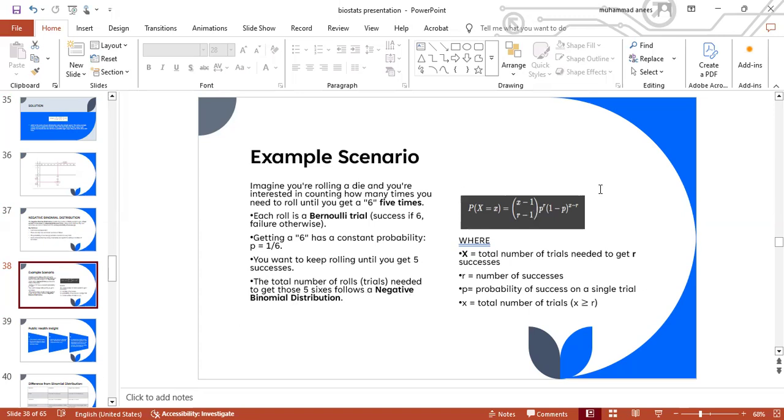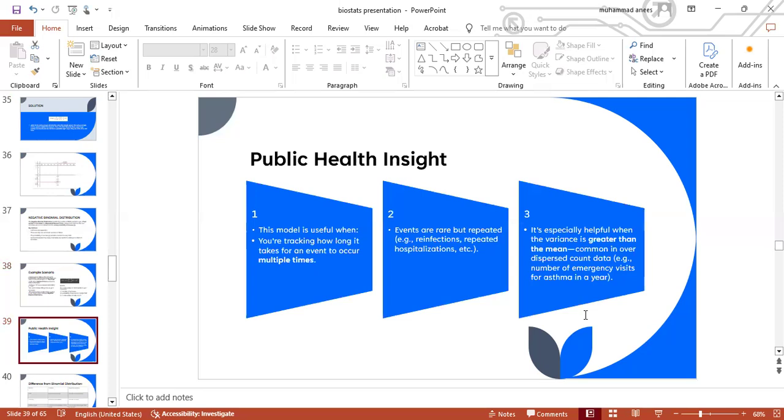This is the formula of the negative binomial distribution, where the capital X is the total number of trials needed to get the r successes, and small r is the number of successes, p is the probability of success on a single try, and small x is the total number of trials, which is more than or equal to r. Now, why do we use a negative binomial distribution?